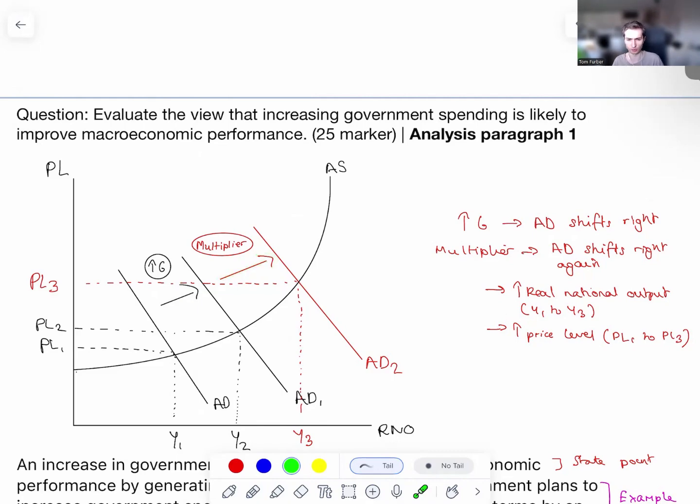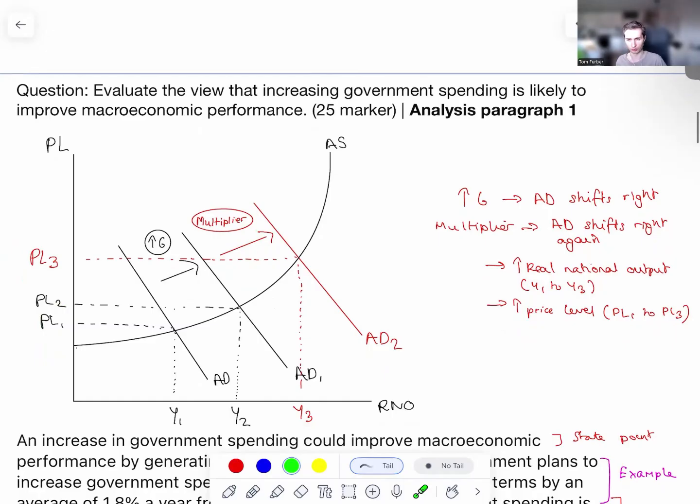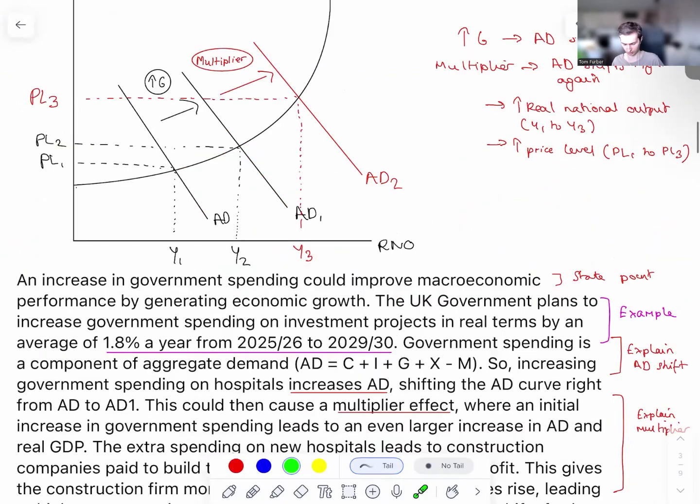And what happens when we take those all together? Well, the price level increases from PL1 to PL3, and real national output, or real GDP, increases from Y1 to Y3, so we get an increase in economic growth. That's going to be the diagram that we're going to be explaining in our analysis point. Let's now talk through that diagram.